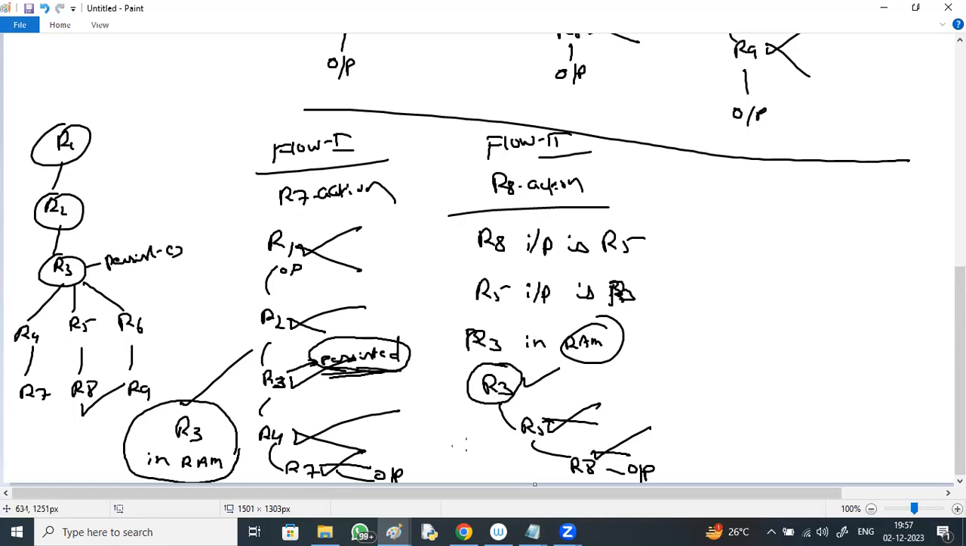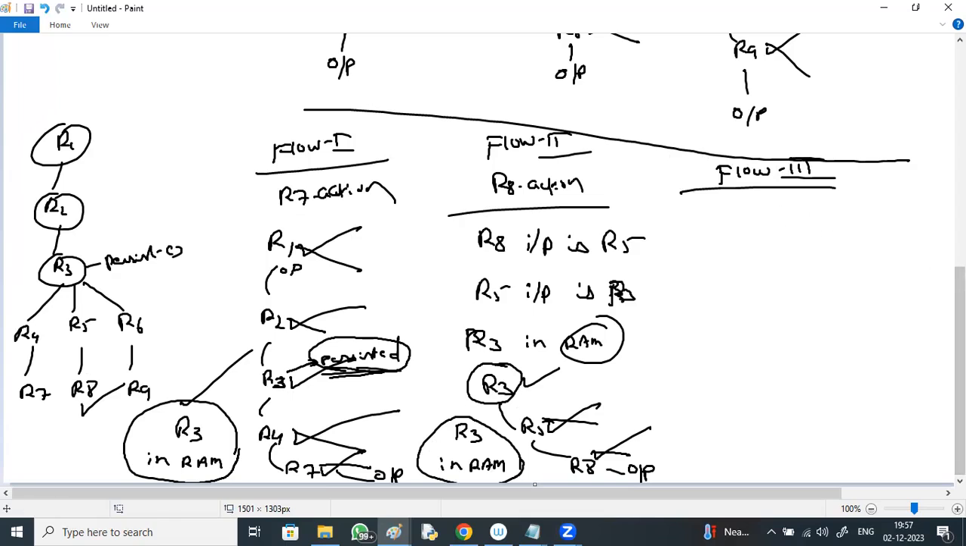Now, what is present in the RAM after the second flow? R3 only. Once the second flow has executed, R3 remains in the RAM. Hence, persisted RDDs will compulsorily remain in the RAM. The advantage is that in flow 3 also, there is no need to execute from the starting.